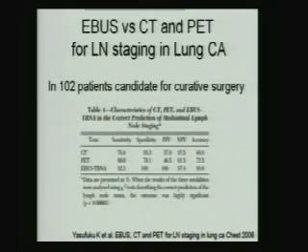So how does EBUS compare to CT and PET for lymph node staging? This is addressed in this report, also from Japan, in 102 patients who are candidates for curative surgery. We see a sensitivity for CT of 76.9%, PET scan was 80%, and EBUS-TBNA superior at 92%. The specificity of CT was poor, so a lot of false positives, and 70% for PET, 100% perfect for EBUS.